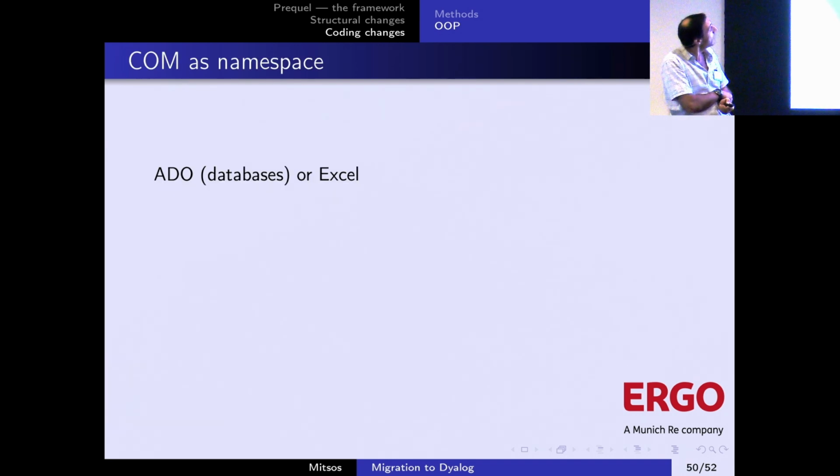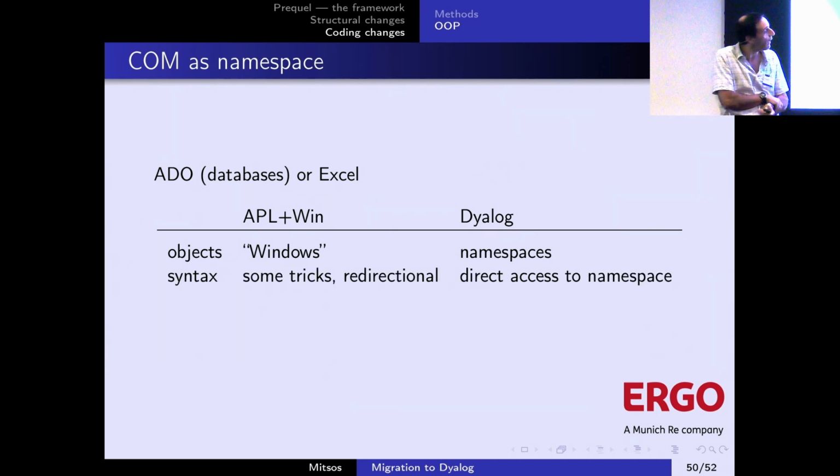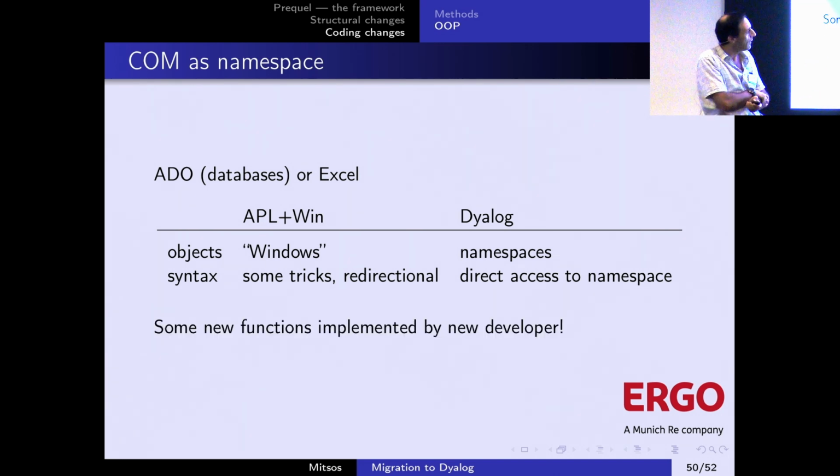Last point, databases and Excel. In APL+Win, there were also Windows objects. In Dyalog, now they are in namespaces. I also use the direct access to namespace syntax for them. In APL+Win, some tricks were used. The syntax was complicated. There was something called redirectional syntax that had to be used.